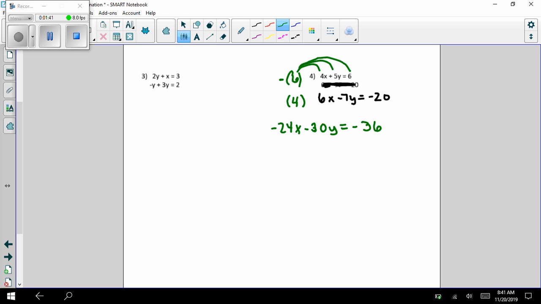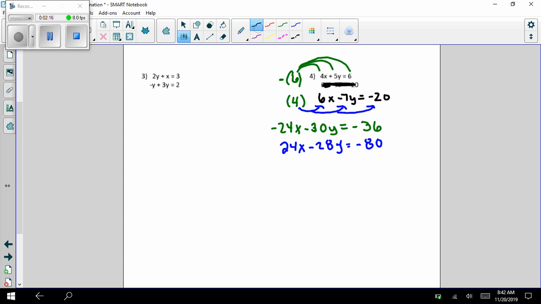So we're going to go now to our second change, and we're going to multiply everything in the second row by 4. Again, the key word here is everything. So let's do 4 times 6, and that gives us a positive 24x. 4 times negative 7y, that gives us a negative 28y equals 4 times negative 20, and that gives us a negative 80.